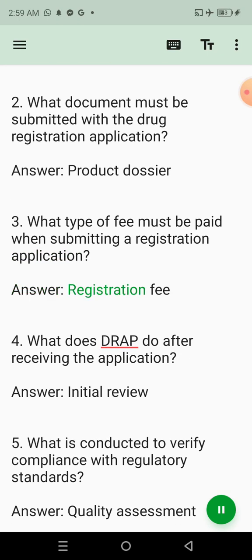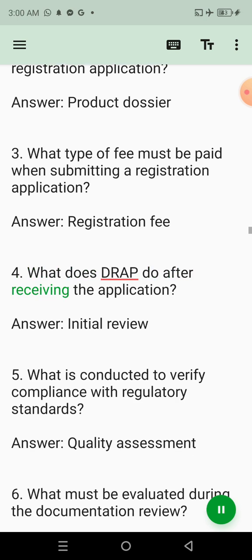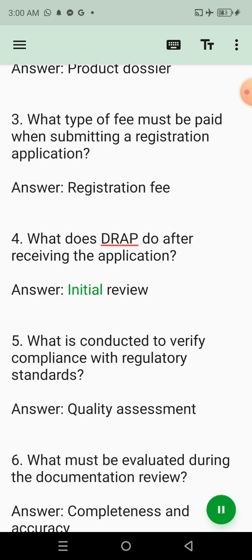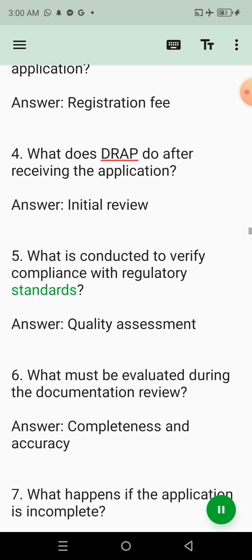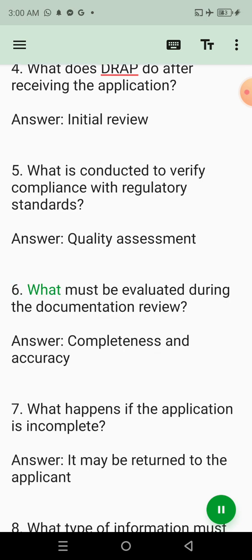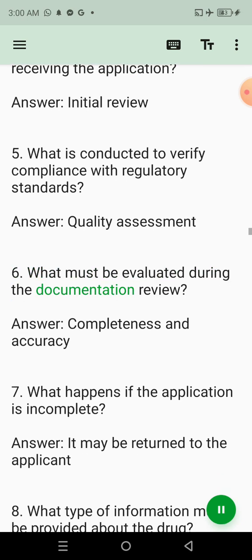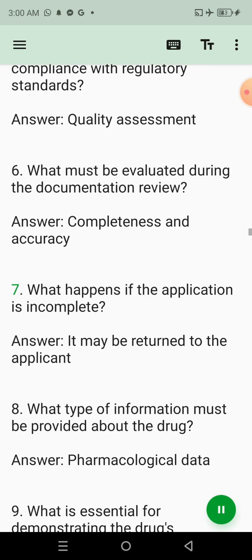Answer: Registration fee. 4. What does DRAP do after receiving the application? Answer: Initial review. 5. What is conducted to verify compliance with regulatory standards? Answer: Quality assessment. 6. What must be evaluated during the documentation review? Answer: Completeness and accuracy.